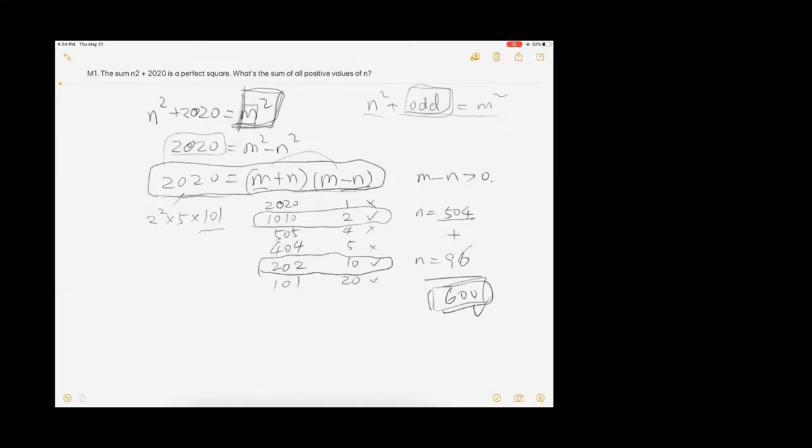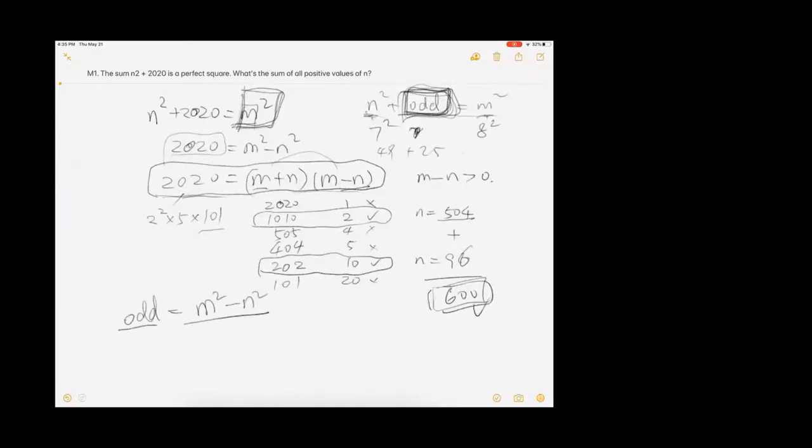Let me rephrase it. If they differ by an odd number, say this is 8 squared and this is 7 squared, then 8 squared minus 7 squared is 64 minus 49. So for any odd number, you can find two perfect squares that are this odd number apart. Or you can say any odd number can be written as the difference of two perfect squares. You can do this. Okay?